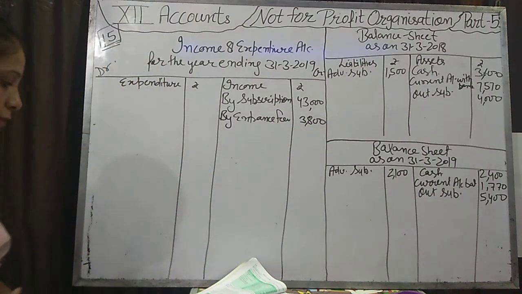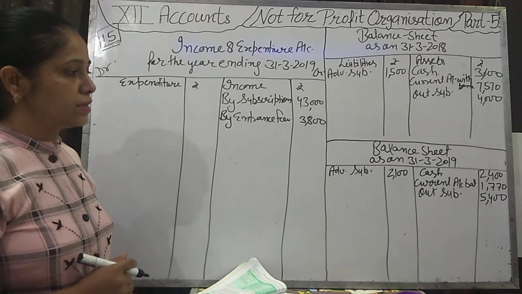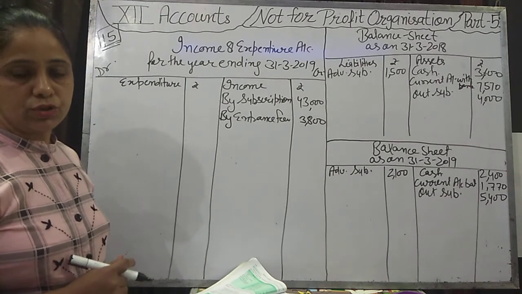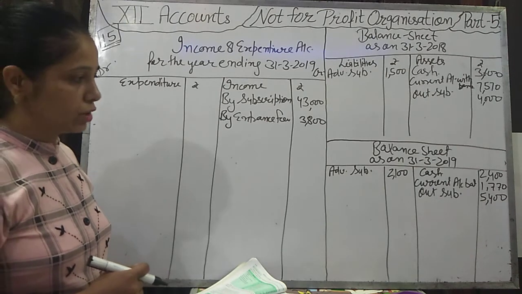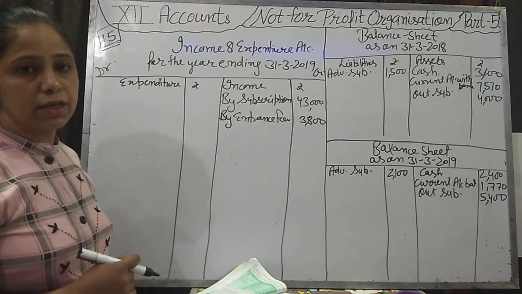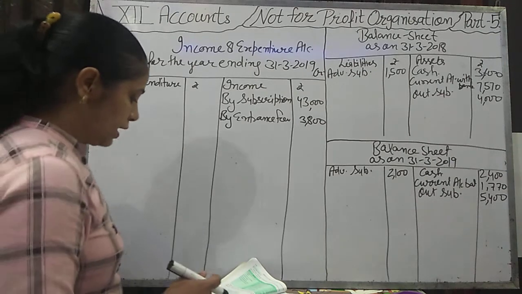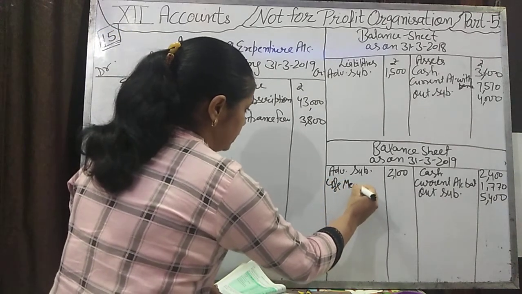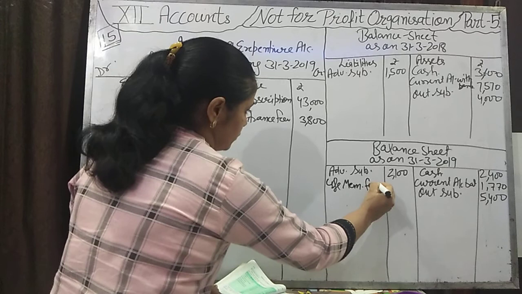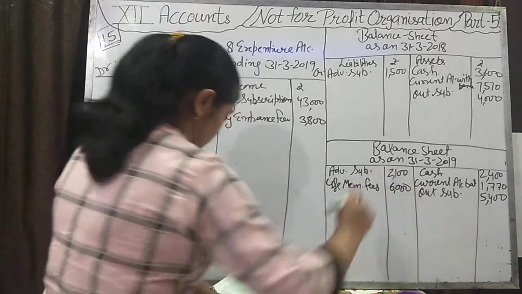Okay, clear? Now next is life membership fees. Life membership fees is a capital receipt, which we receive only occasionally, that is known as capital receipt. We will write that in the current year balance sheet because this is a receipt of the current year, on the liability side. How much amount? 6,000. Clear?